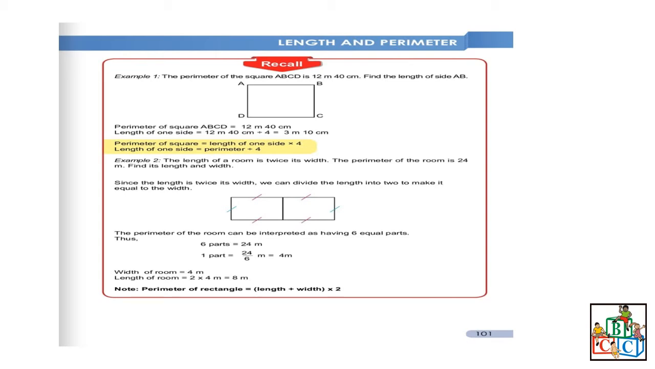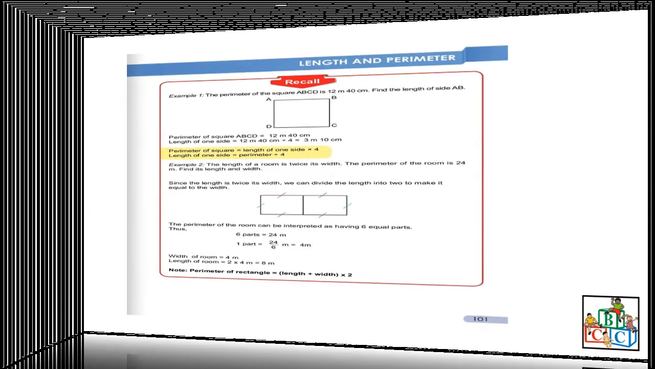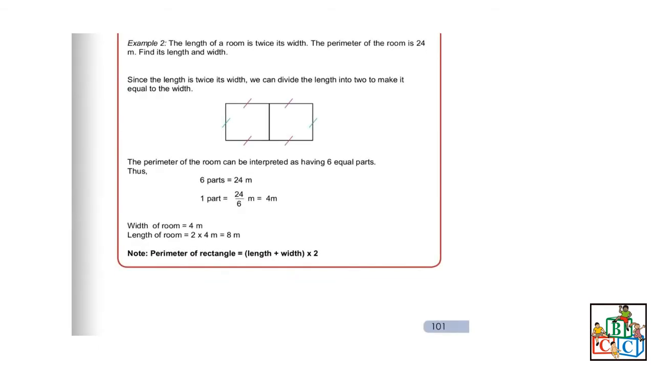Example 2. Let us see example 2. The length of a room is twice its width. The perimeter of the room is 24 meters. Find its length and width. So now you know what is the length and what is the width. It is telling you the length is twice its width.